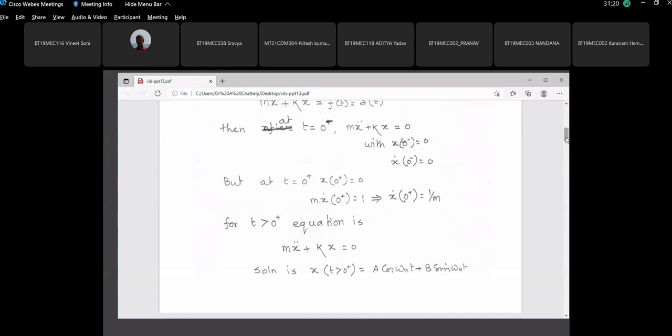What about the others? It should not take more than 1 minute. Forget about 5 minutes. It should not take more than 1 minute. We have the solution in the form A cos omega nt plus B sin omega nt. We have to find out A and B from the initial condition. And this is the initial condition. Initial displacement is 0, initial velocity is 1 by m.